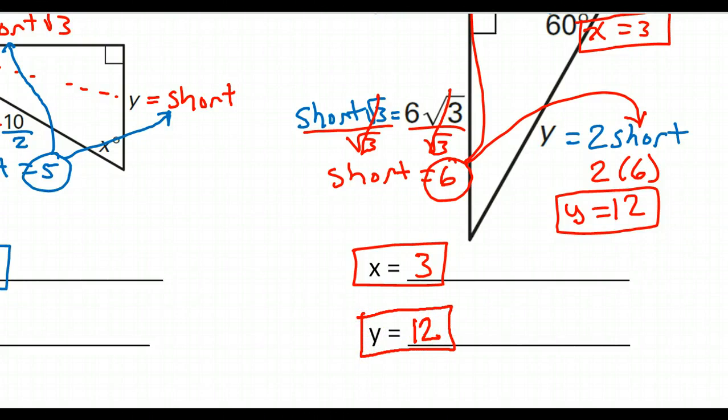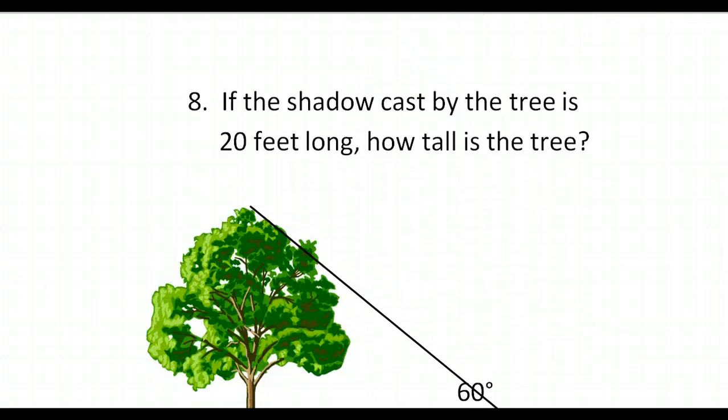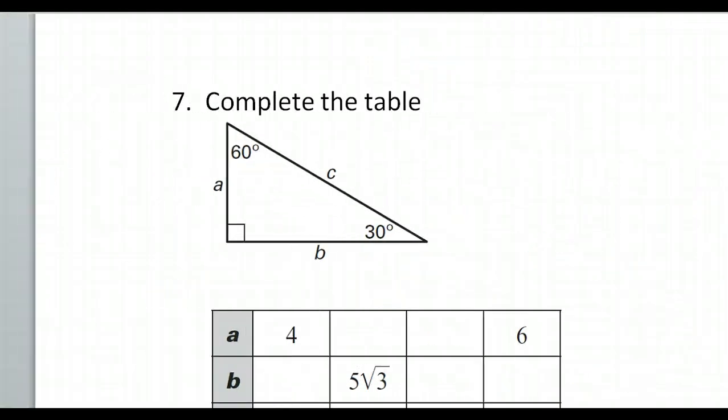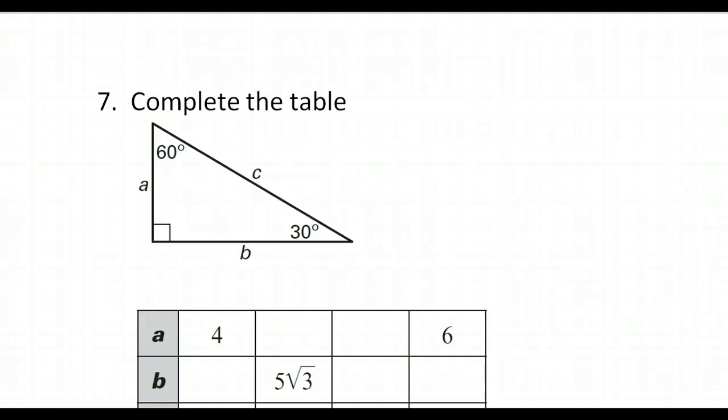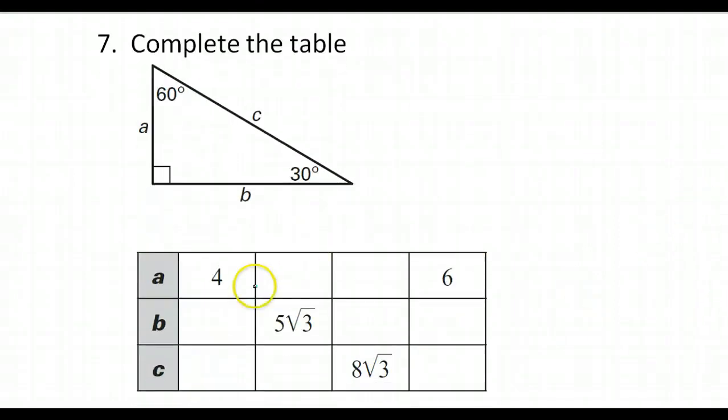Okay, so this is a good system that we've got. Just label everything. Let's see what we've got going on here. A is 4, so I'll just put a big old 4 right here. And we're supposed to find B and C.